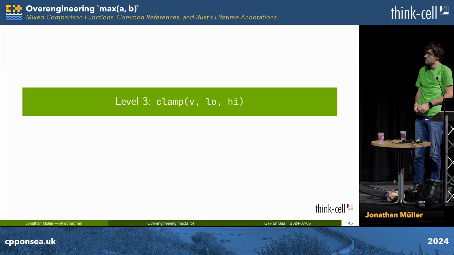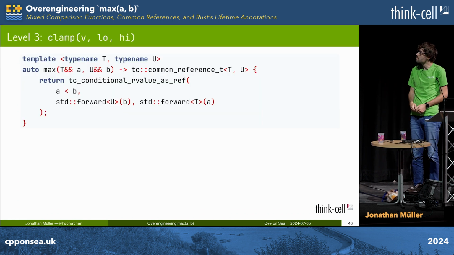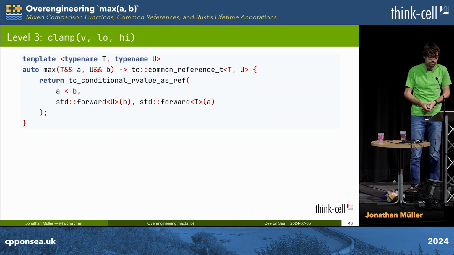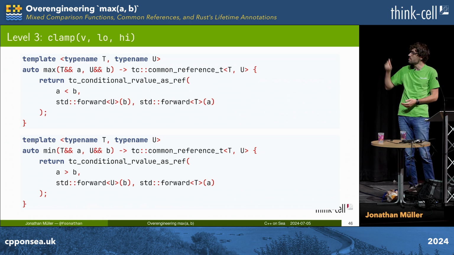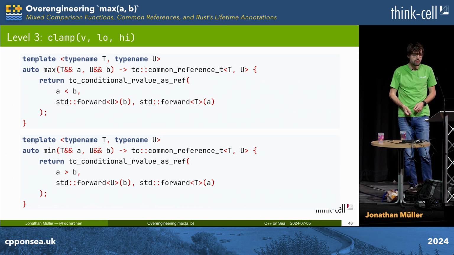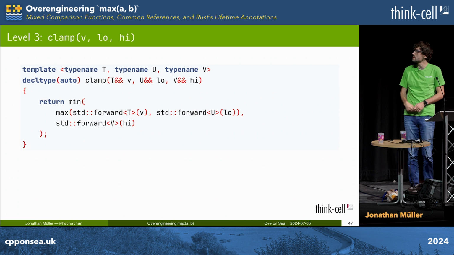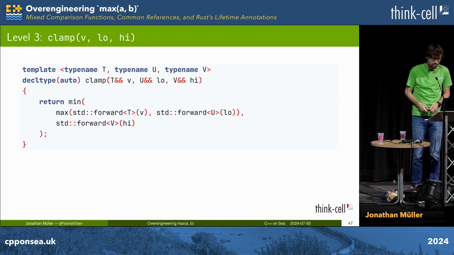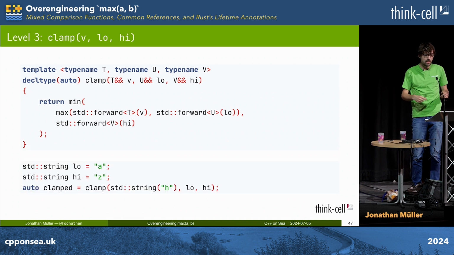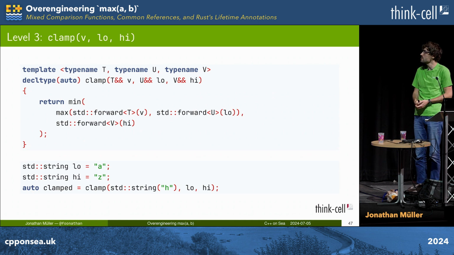So let's implement clamp. We've already implemented max. It supports mixed comparisons. We do perfect forwarding. We compute the correct common reference. We can also implement min, just switch the thing around. I've omitted the semantic requirements for now. And now we can build clamp. Clamp simply takes the value, the low and the high, and we compute the maximum between the value and the lower bound, and then the minimum of that with the higher bound. So, for example, we can clamp our string between two strings. And this just works. In this case, it will return it unchanged, without any unnecessary copies, it just works.